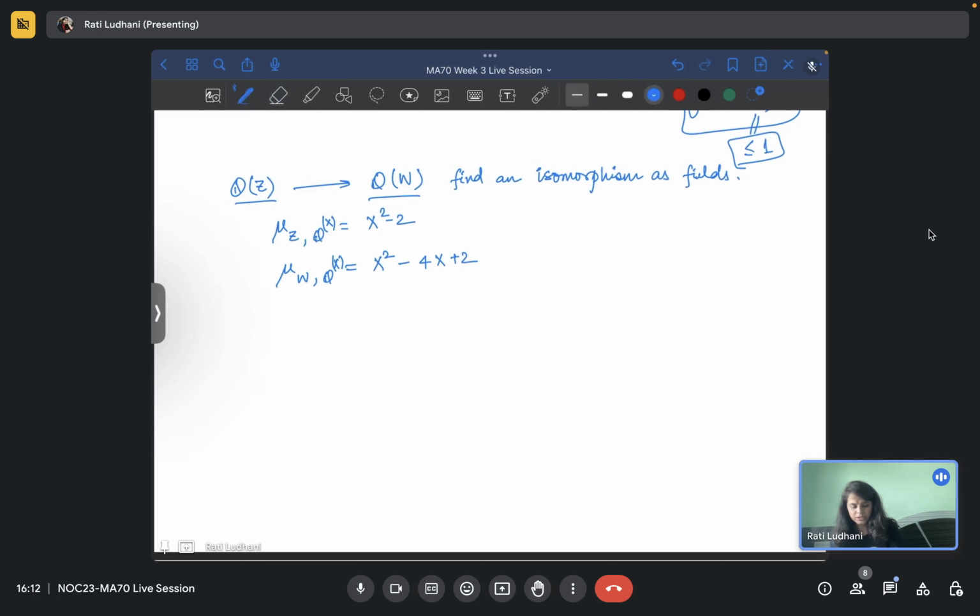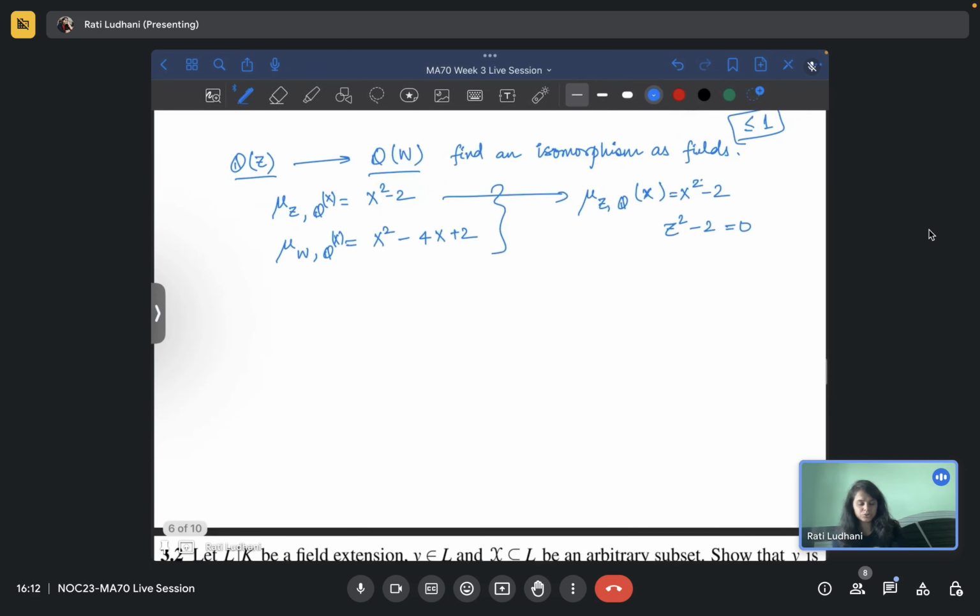Okay, actually here we can directly get the value of z and w. So from this, what you know, x squared minus 2, so z is a root of this, so z should satisfy z squared minus 2 equals 0. So you have z squared equal to 2 and z is really plus or minus root 2.